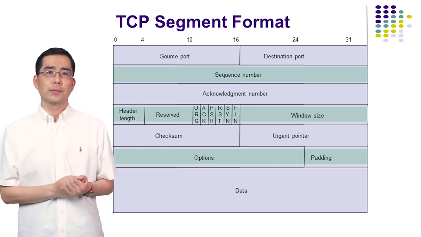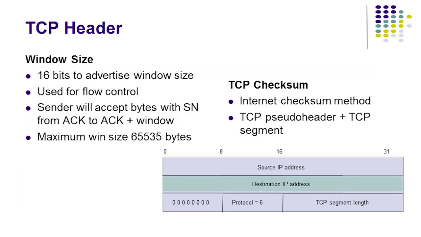The 16-bit window size field specifies the number of bytes the sender is willing to accept. This field can be used to control the flow of data and congestion. The sender will accept the bytes with sequence number from ACK to ACK plus window.